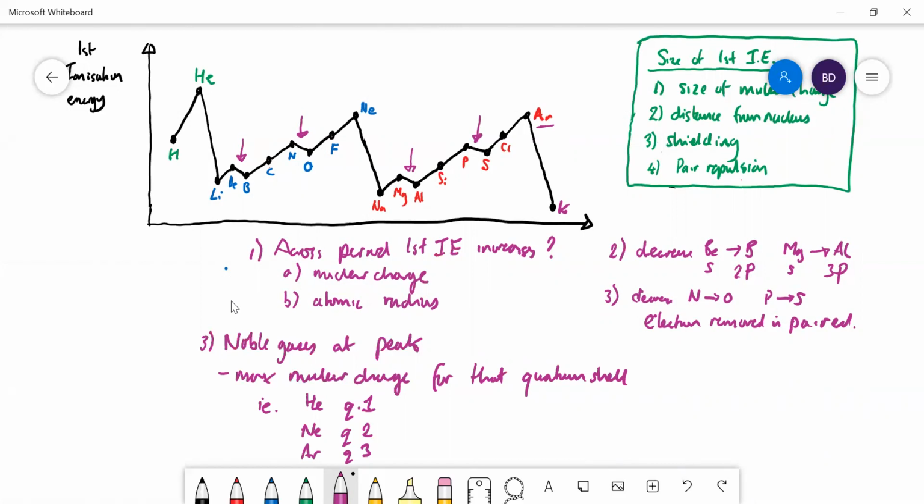And for the same reason, the alkali metals are at the trough every time, aren't they? Why are they down here? Look, you've got lithium at the bottom there, sodium and potassium. Why are they at the bottom? The reason is that you have the minimum nuclear charge for the quantum shell.